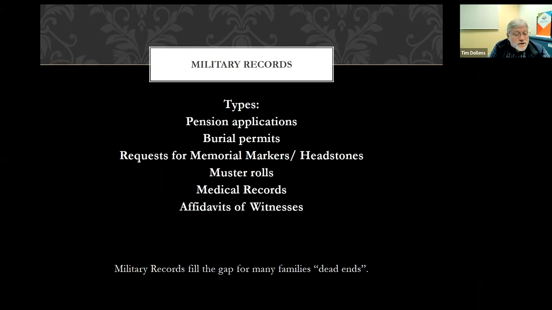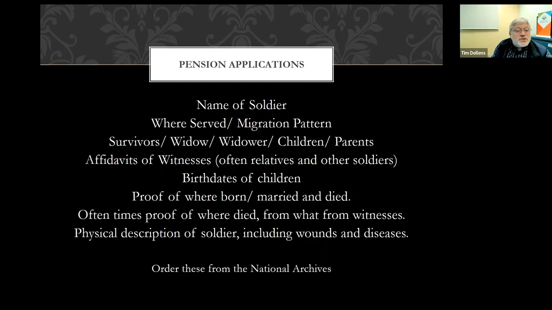And again, military records fill the gap for many families' dead ends, because a lot of times those records will give the migration of the whole family. They have to list every single child. They give the marriage, and you will see some examples of how it relates to death, and how the death of a soldier would be very beneficial to your research.